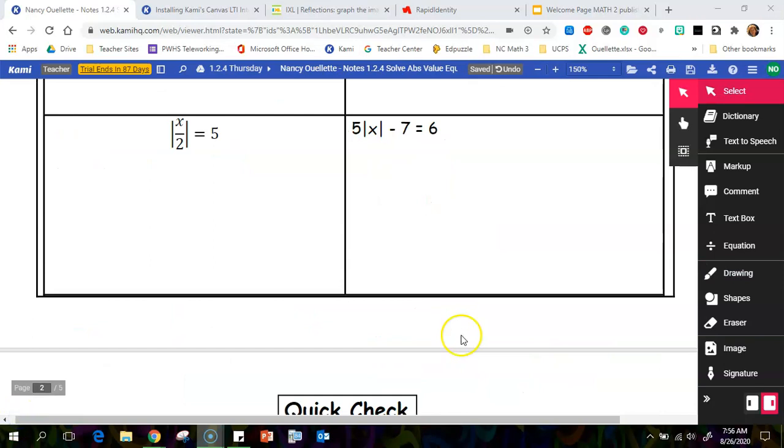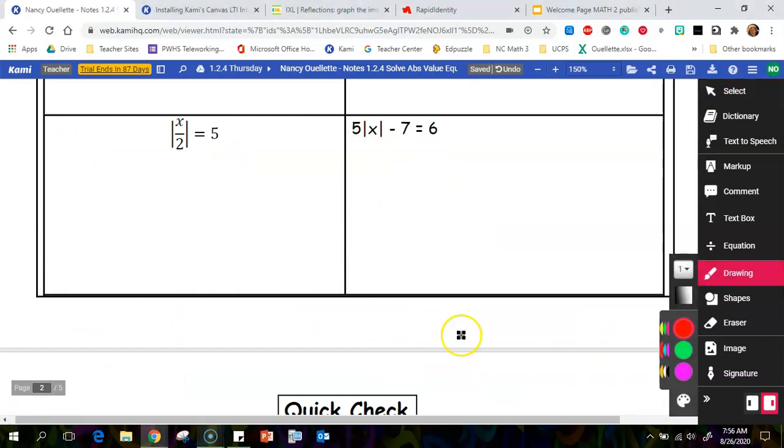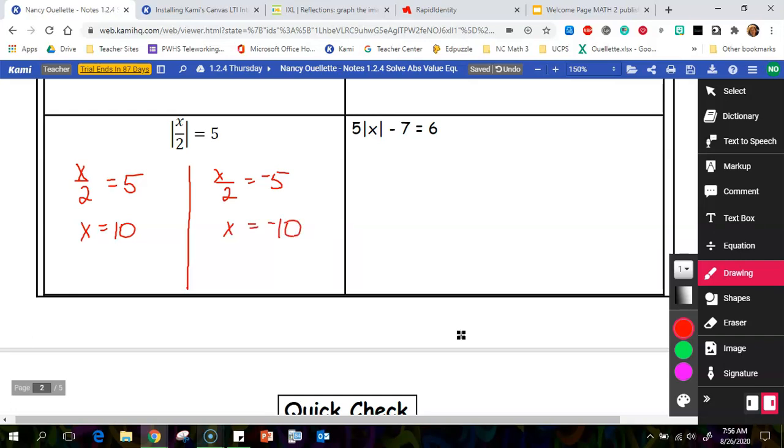Okay, so the next one, the absolute value is already isolated. So I can set it up, x over 2 equals 5. And on the other side, x over 2 equals -5. And then solve. So I just need to multiply the 2 times the 5 here, x equals 10. And over here, x equals -10.